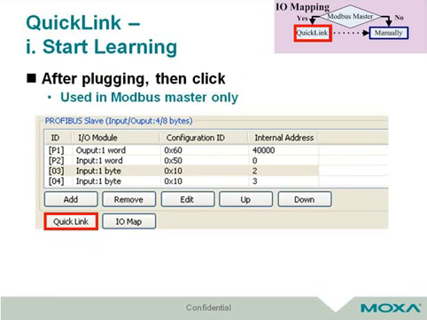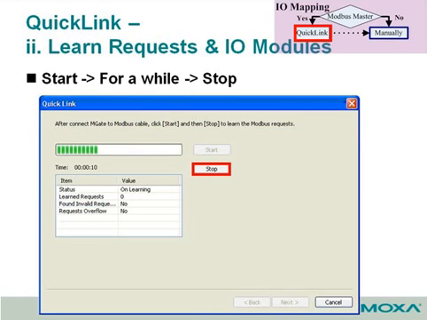How to start the QuickLink process when using Modbus master mode? At the beginning, click the QuickLink button in the I/O mapping page. After clicking the Start button, the MGate will enter Modbus slave mode to learn requests. All you have to do is wait for the MGate to learn requests.